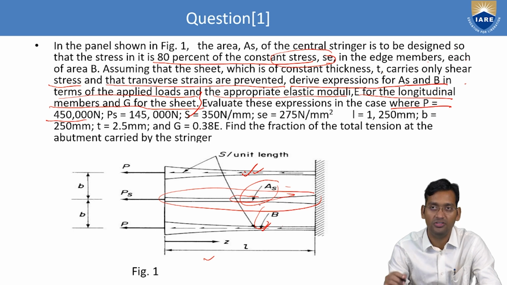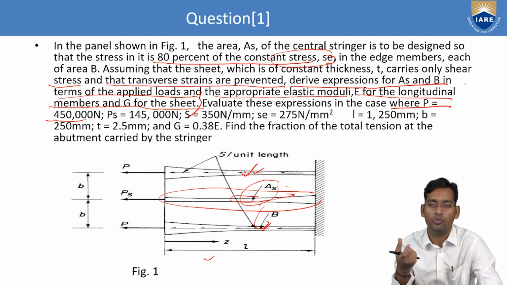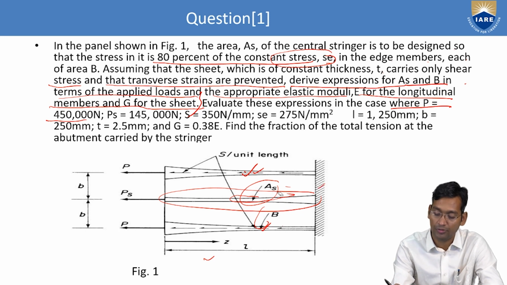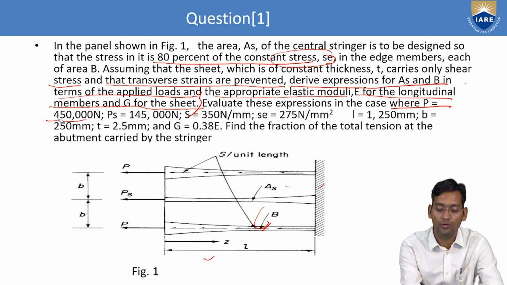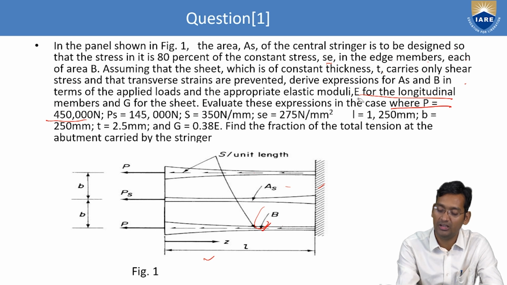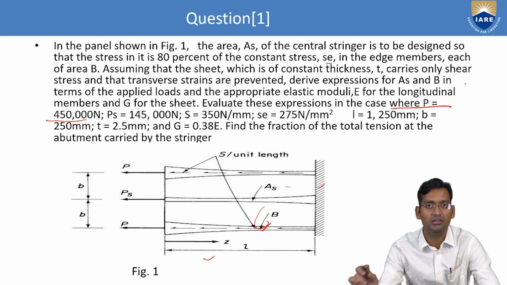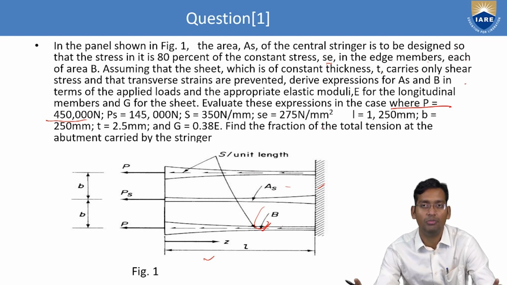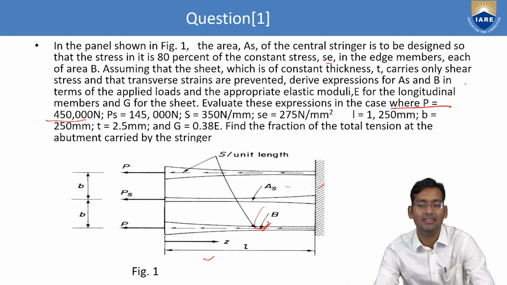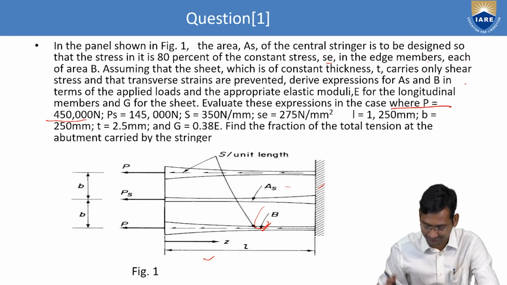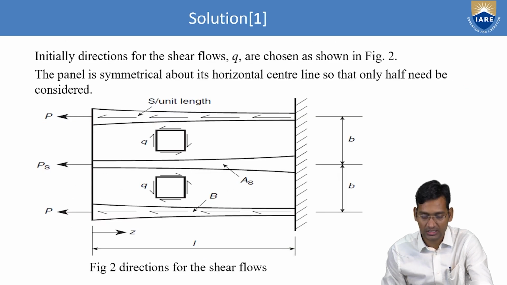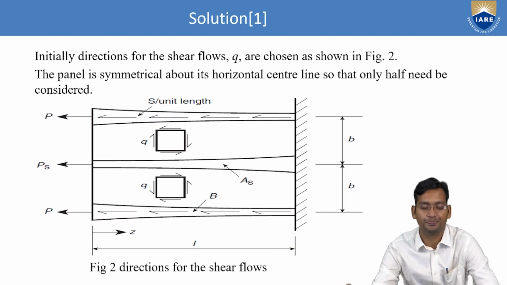So what is the fraction? How much load is acting divided by the total load. That fraction you have to find. So in total, three things you have to find. First, you have to derive the formula for AS and B. After finding AS and B, you substitute the given data and find the values of AS and B. And then next, you have to find the fraction of total tension. Okay, so let's start the numerical.